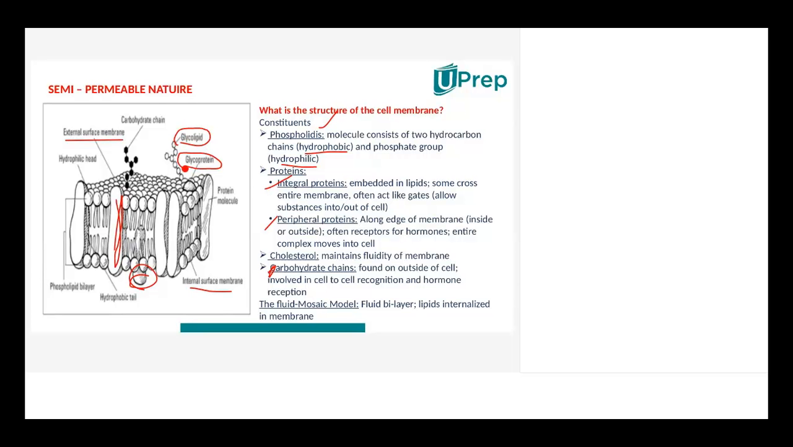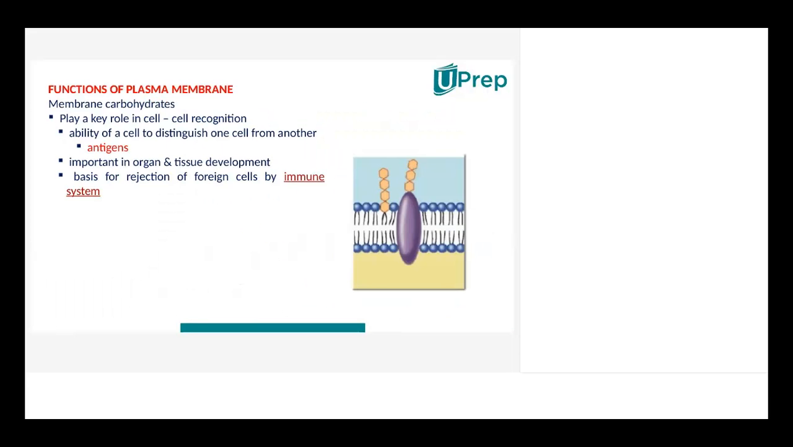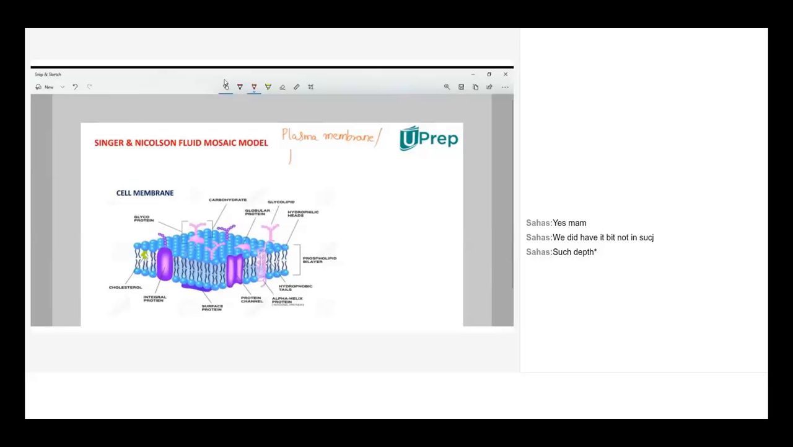So this is all about the fluid mosaic model, where you have a bilayer in which lipids and proteins are embedded. Just a simple structure. But what I'm very much interested to discuss is why the structure is like this, and why this structure was accepted universally. So I'm going to explain that using two functional aspects of the plasma membrane. Another name for plasma membrane is plasma lemma. Both are the same words.